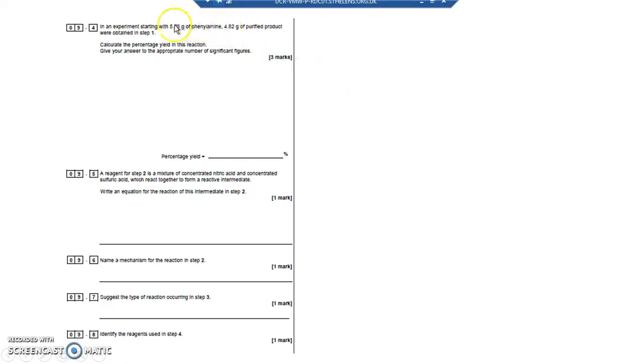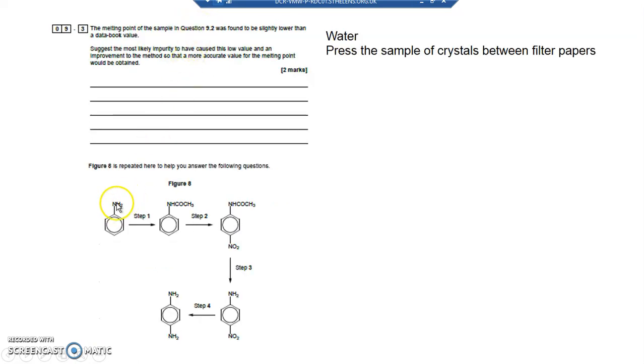So what have we got here? We've got 5.05 grams of phenylalanine. Well, we know what phenylalanine is. It's like this. There's 1, 2, 3, 4, 5, 6 carbons in a ring. Every carbon here has got a hydrogen on it. So there's 1, 2, 3, 4, 5 hydrogens, an N and 2 H's.